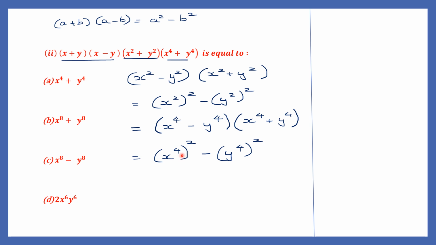So now again we have a power raised to another power, multiply. So here we have x to the power of 4 into 2 is 8, minus y to the power of 4 into 2 is 8. So what is our final answer? x to the power of 8 minus y to the power of 8, which is option C.